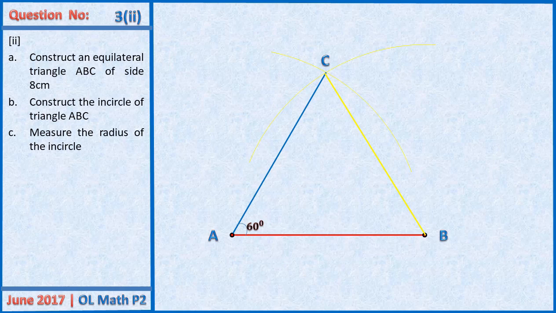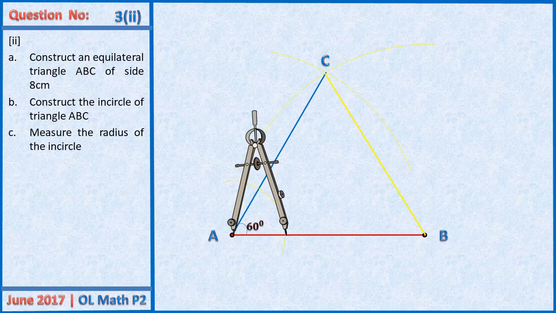Now the next thing is to construct the inner circle of the triangle ABC. Inner circles are constructed by angle bisection. So I'll bisect any of the two angles. Let us start with angle A. I'll open out my compass and place it at the point A as shown. Open it out a bit and make that small circle.